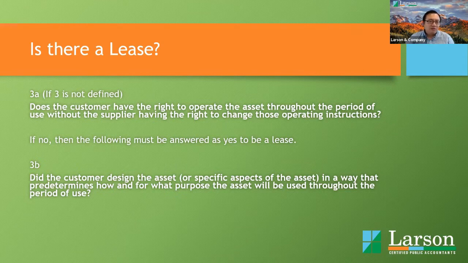If the lessor can change that on you, then you also have to look at 3B here, right? Is the asset designed in a way that predetermines how and for what purpose the asset will be used? Are you involved in the designing of the asset in a way that predetermines how and for what purpose the asset will be used throughout the period of use? If you can say yes, then you may still be able to record it as a lease. If you say no there, then this is not considered a lease, and ASC 842 will not apply.